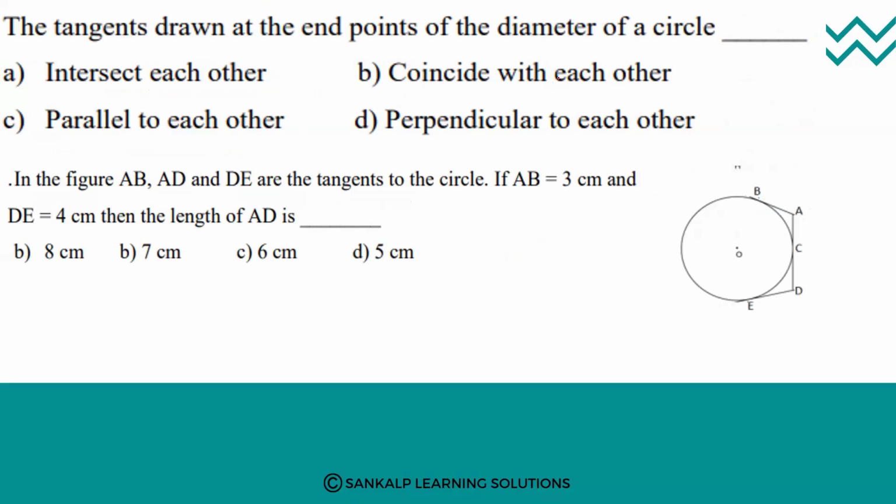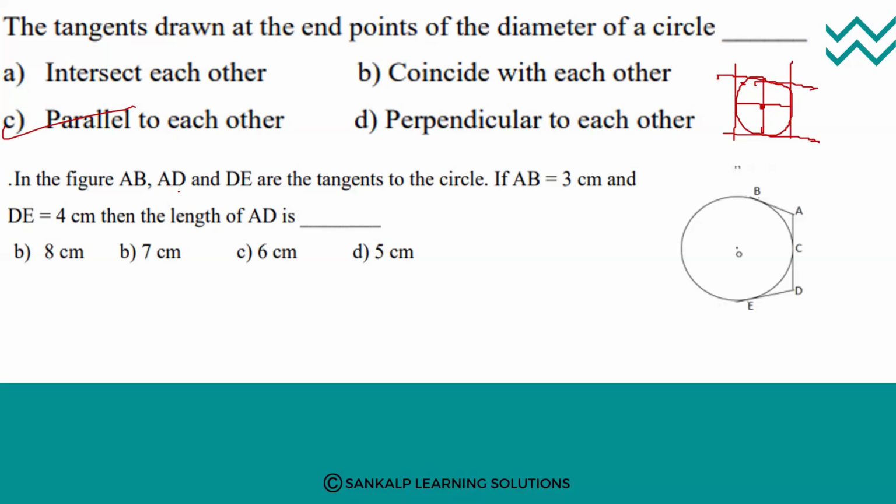Next question. The tangents drawn at the end points of the diameter of a circle intersect each other, coincide with each other, are parallel to each other, or perpendicular to each other. See, tangents drawn at the end points of the diameter. See, this is a circle and this is a diameter. You are drawing one tangent here and one tangent here. Here, tangents are parallel to each other, right? So, tangents are parallel to each other.